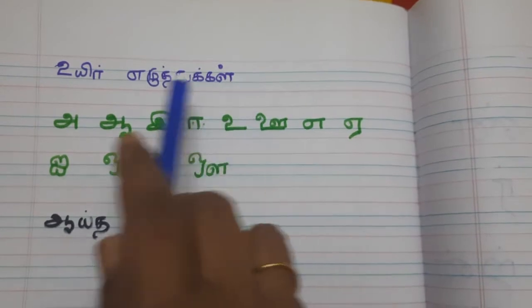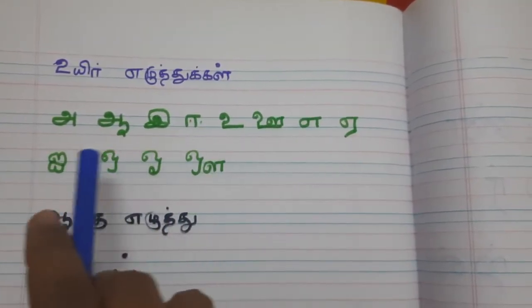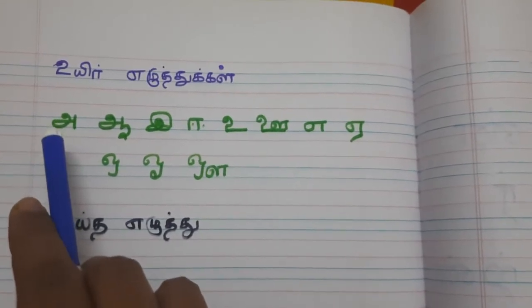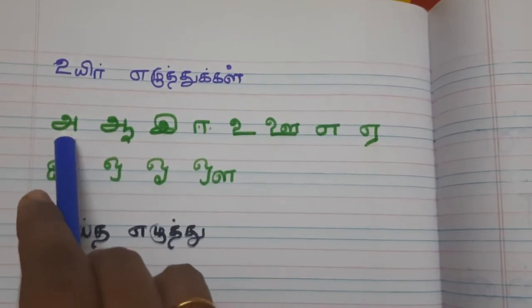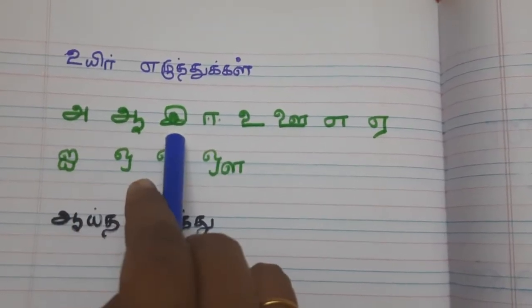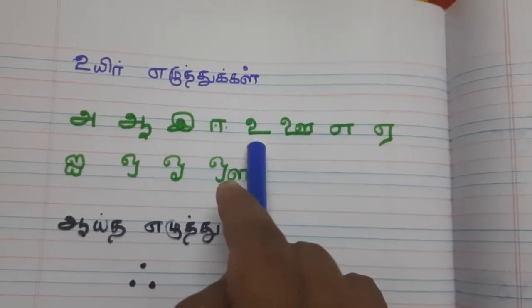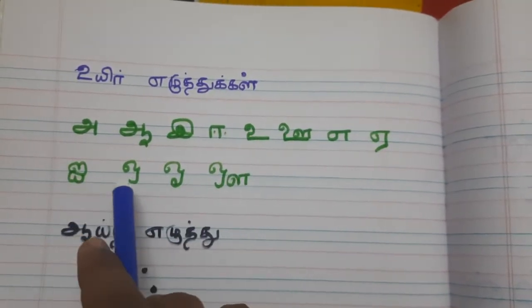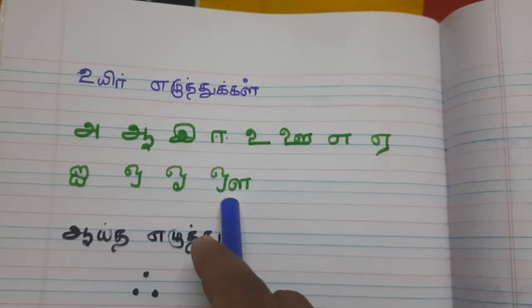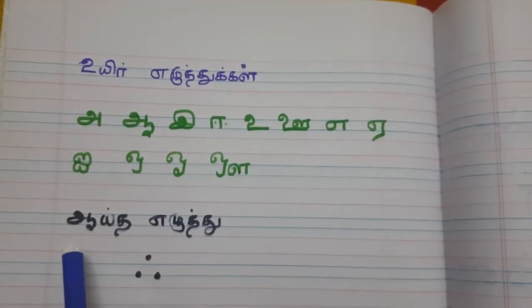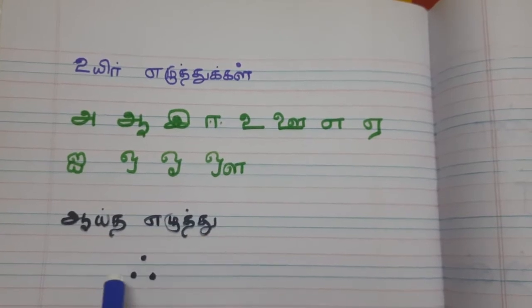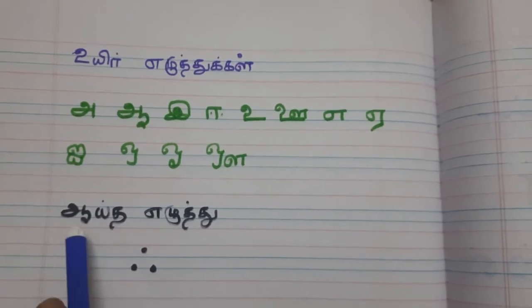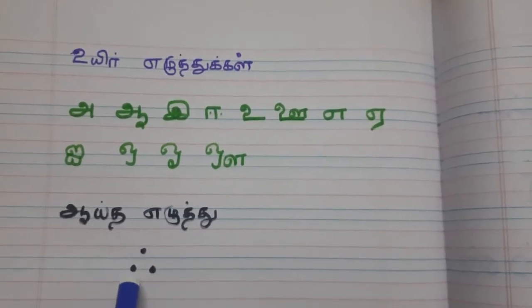Uyir Eluthukkal. Below are the pronunciations for each letter in Uyir Eluthukkal. It is 12 in number. Let's read it out. A, A, I, U, E, I, O, Au. And there is one letter which comes under Ayudha Eluthu, which looks like this, and we call it Ak. One Ayudha Eluthu, and we call it Ak.